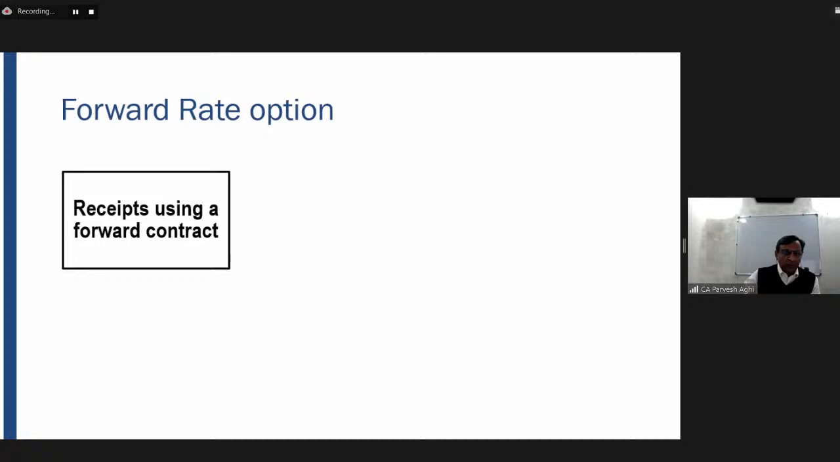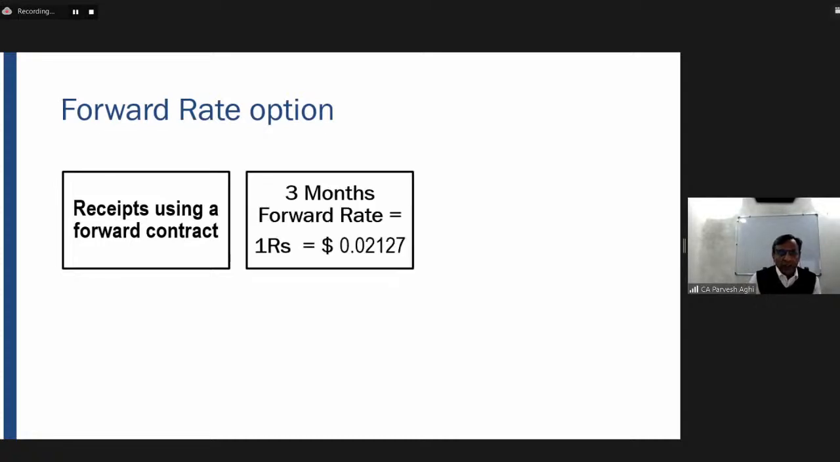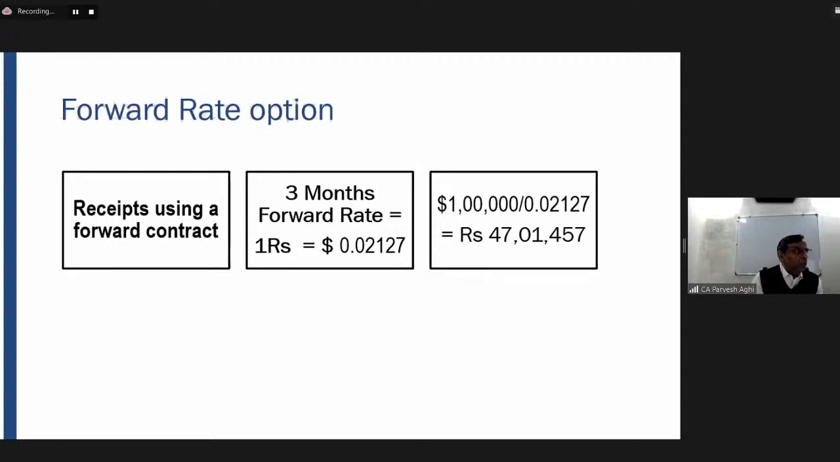So, receipt using the forward contract. The first one, which is the simplest one: the 3-month forward rate is given to you in the question, which I highlighted. So this is 1 rupee is equal to so many dollars. I've written it in a proper format here. Because it's an indirect quote and we have to receive $1 lakh, and this quote is in rupees, we can simply divide to calculate the amount he will be receiving after 3 months. So it comes to 47 lakhs 1,457.